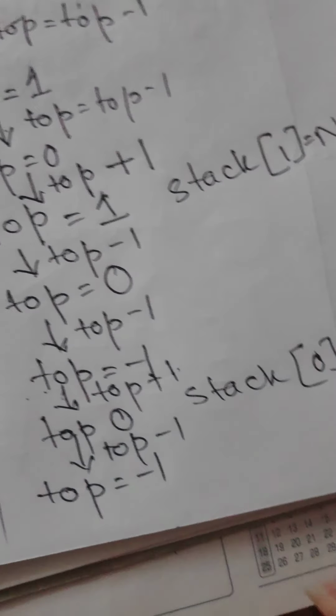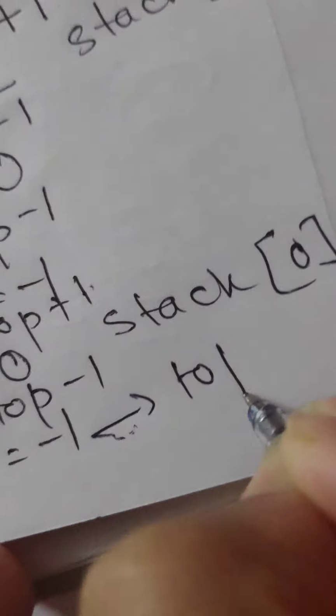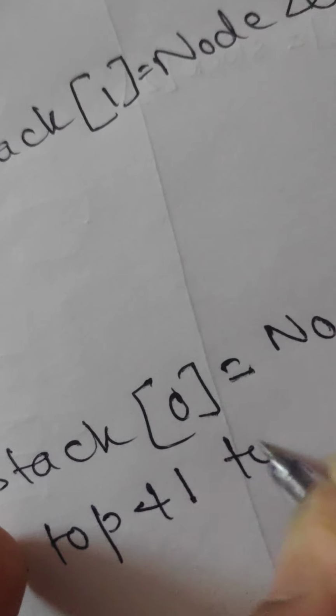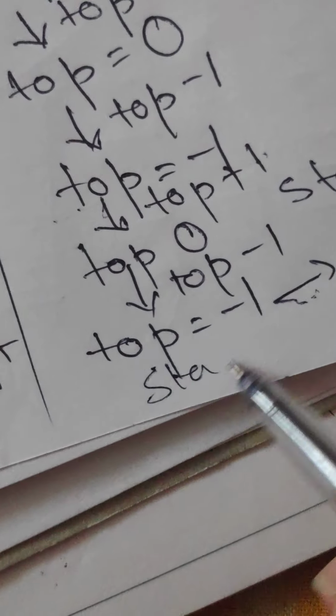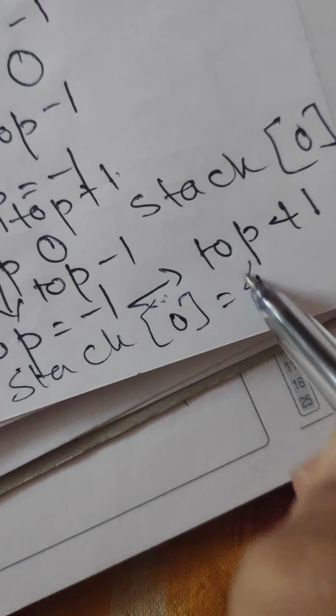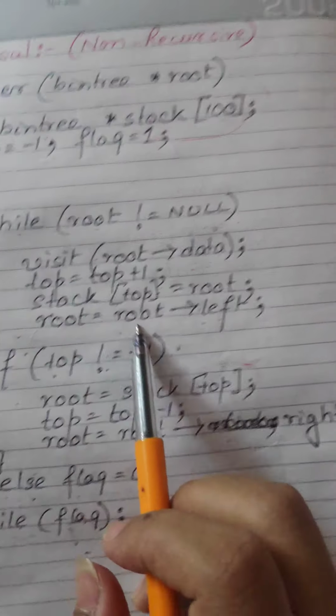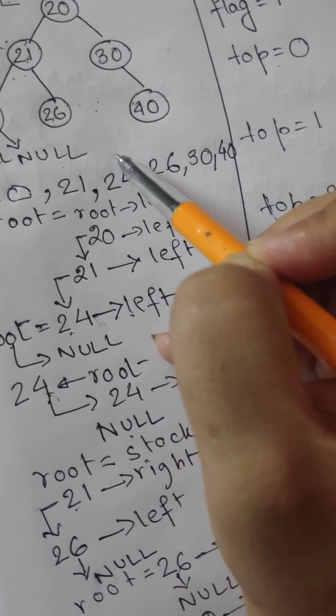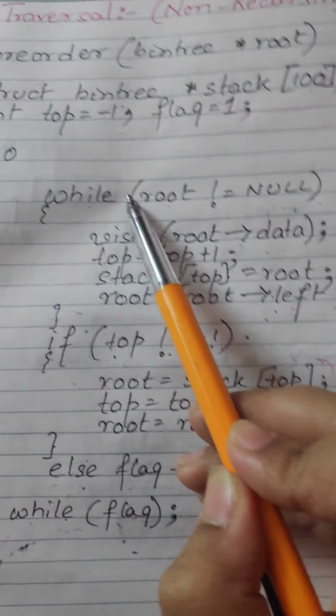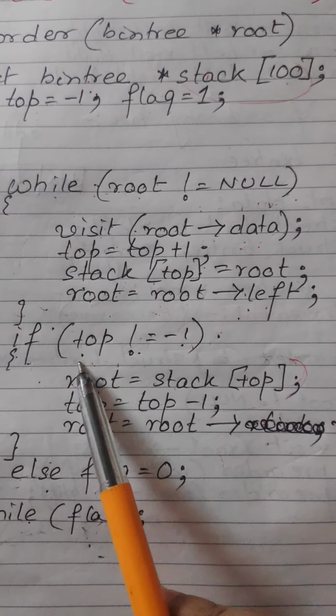Top is equal to top plus 1. Over here the top value is minus 1, so top plus 1 makes top 0, and you store stack 0 as node 40. Correct? Now root is equal to root left. You see the left-hand side of 40 is null, so this while condition will not work anymore. You will come out. Top not equal to minus 1: the top value is 0, so obviously it is not equal to minus 1.